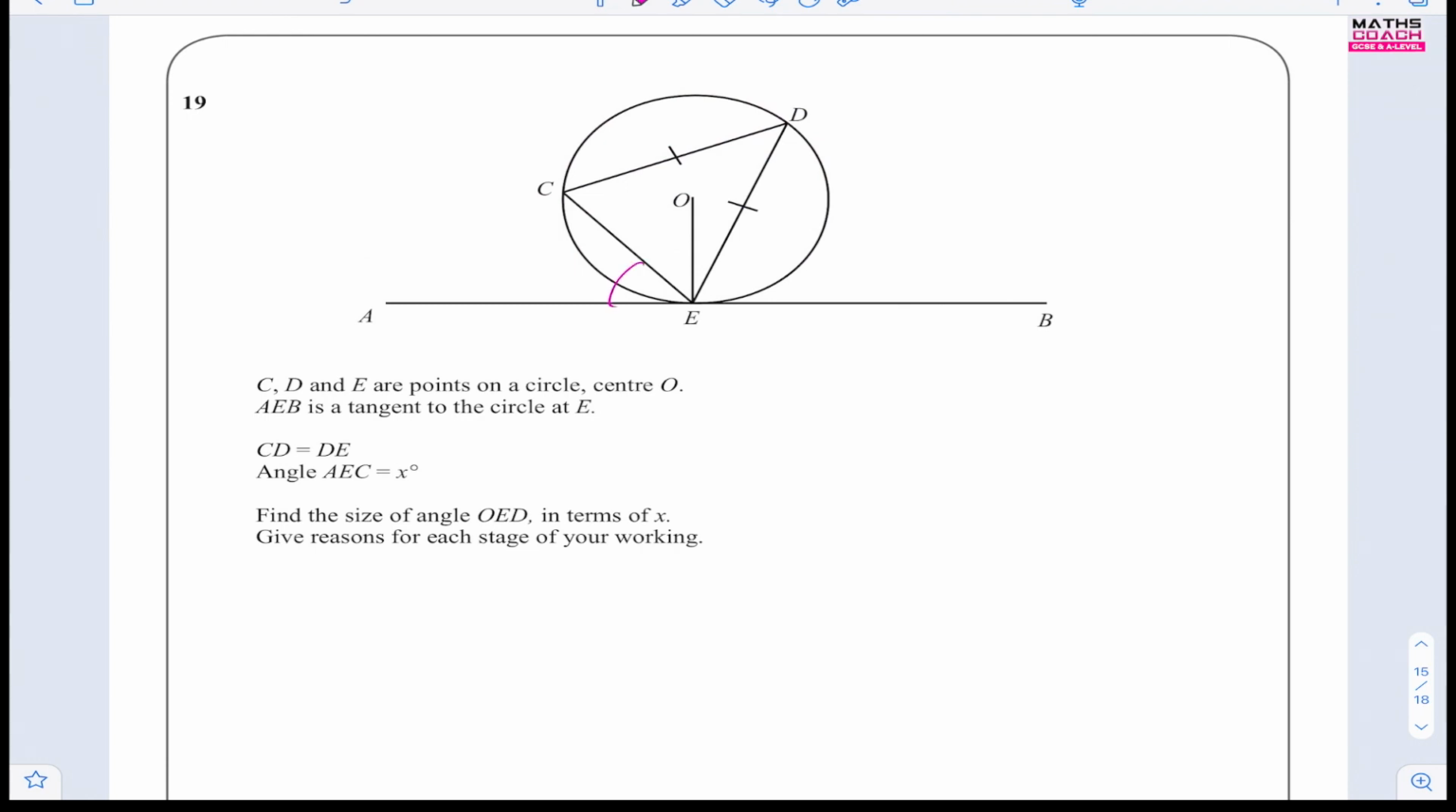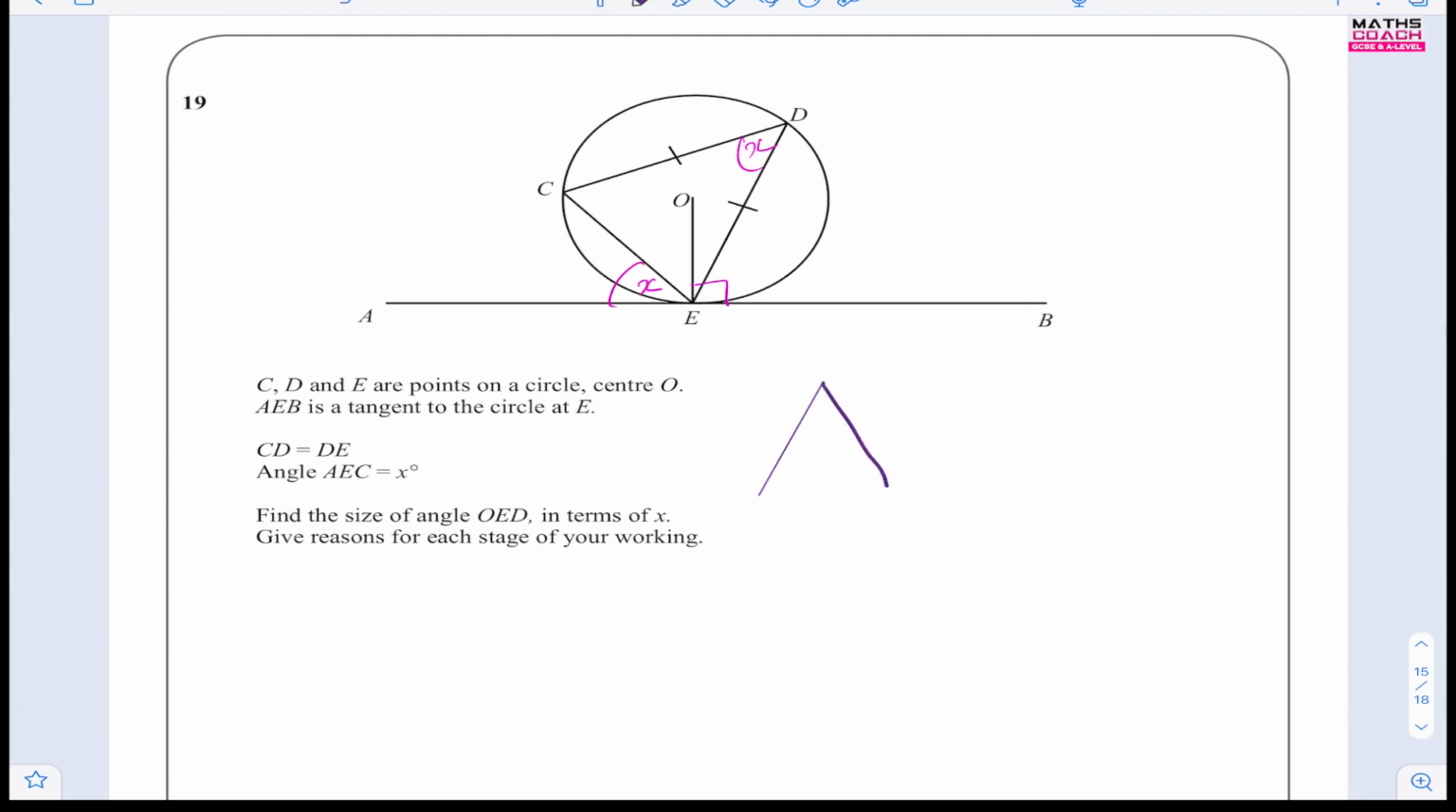So we are told that this is angle X. We know that this is 90 degrees because the tangent meets the radius of a circle at 90 degrees. And using the alternate segment theorem, this will also be the same as X. So we can write X right there. So we have this isosceles triangle, which means those two angles are equal. Let's go ahead and draw out this isosceles triangle separately.